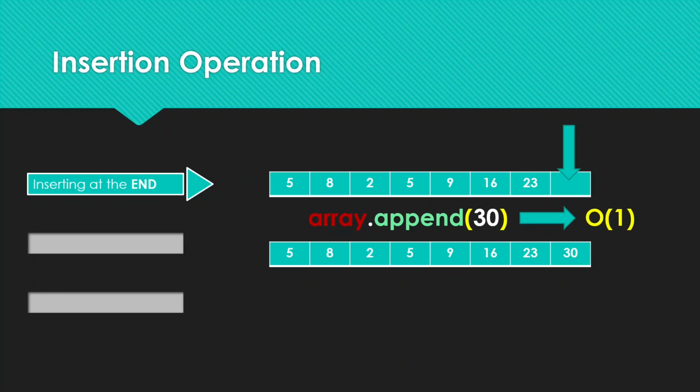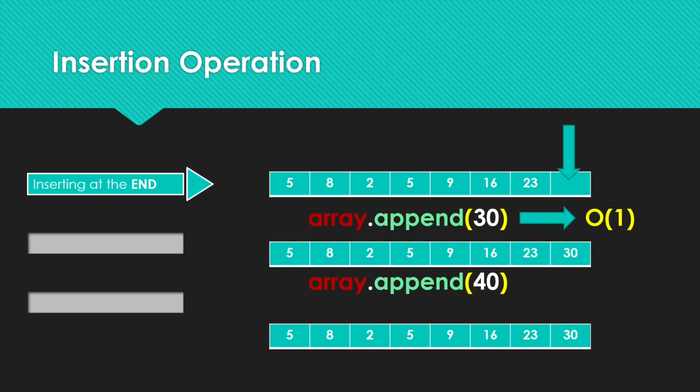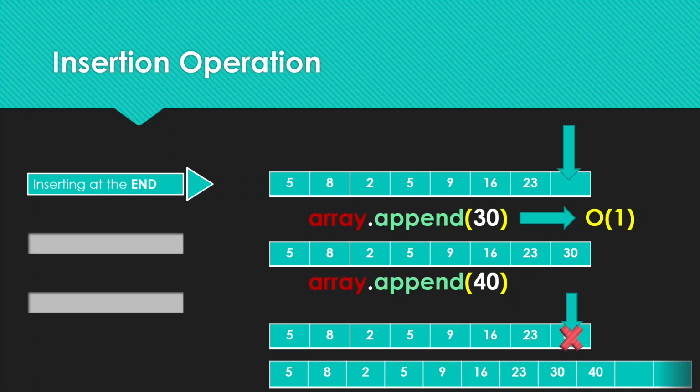Now, on the other end, if we want to append, say, a 40 to this array and all the spaces are already occupied, then another operation is going to happen. The computer will create a new array, a larger array, in a different memory location. Then it will copy and paste the values of the old array into the new array, and then insert that particular value that you wanted to insert. So this is quite an expensive operation, and it actually gives us an O of n time complexity. It's really important that you understand those two scenarios.